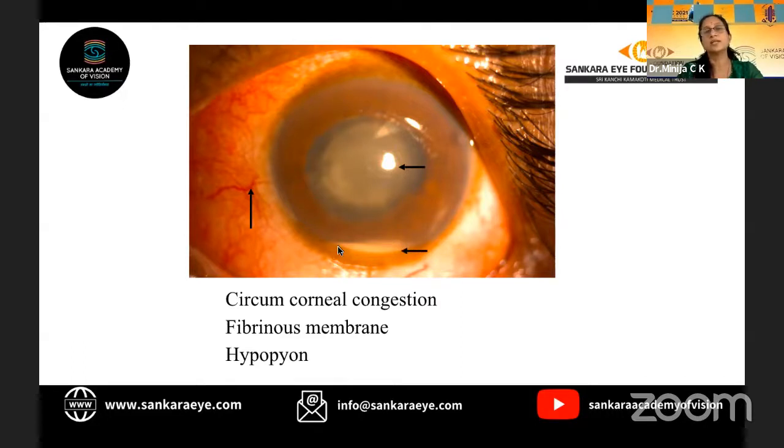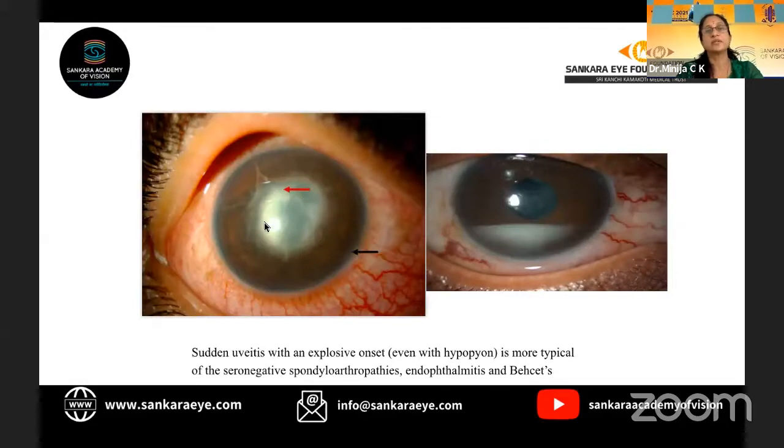One more thing, when you look at the hypopyon, is it mobile or immobile? In case of HLA-B27, they're sticky, so they're not mobile. Whereas in case of Behçet's, they're mobile. So this is again a case of fibrinous anterior uveitis.